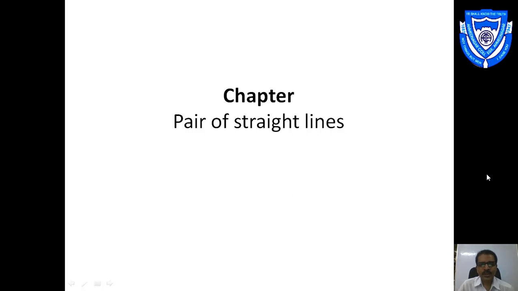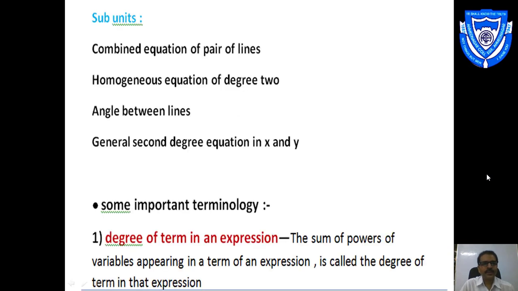Hello students, today we are going to start the next chapter, pair of straight lines. The subunits included in this topic are combined equation of pair of lines, homogeneous equation of degree 2, angle between lines, and general second degree equation in x and y.